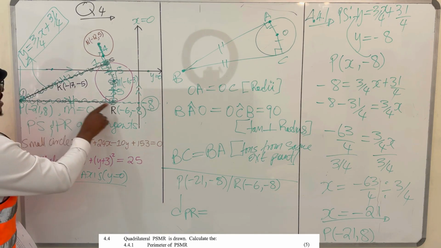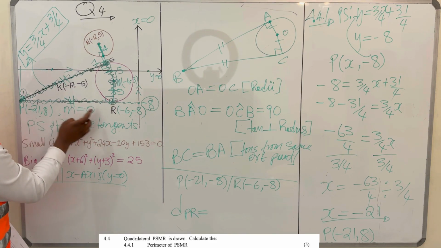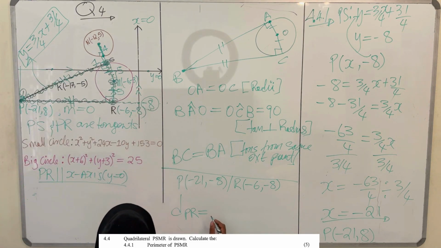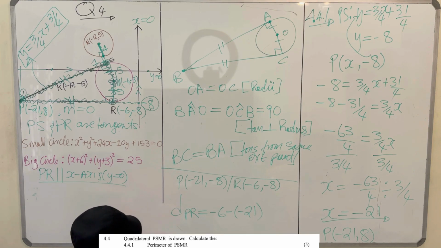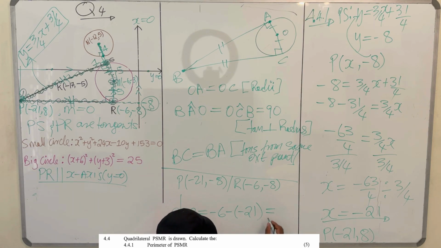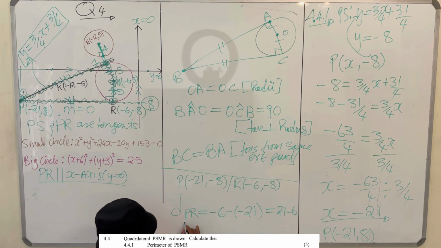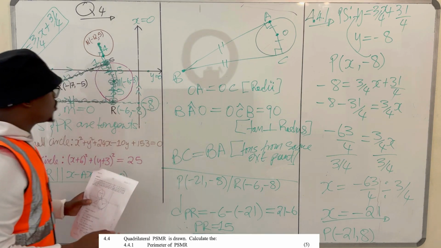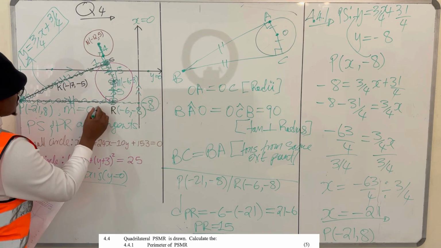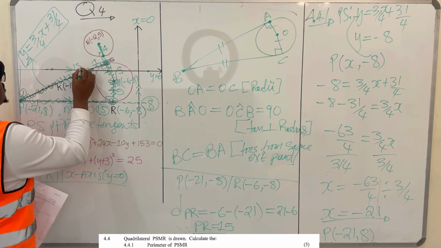Or maybe you can see that these are horizontal points, these ones. So you can say the distance is equal to minus 6 minus 21. Right? Which looks like 21 minus 6. Therefore, PR is equal to 15 units, sorry. So PR is equal to 15. So you know that this is 15 units and this is 15 units.